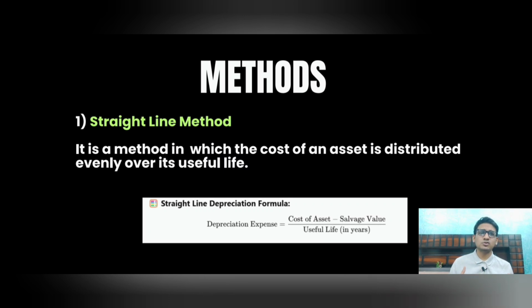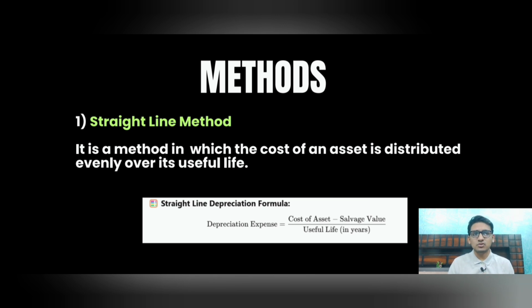Now moving on to the methods of depreciation. The first is the straight line method. The straight line method is a method in which the value of an asset is distributed evenly over its period of useful life. Now the straight line method consists of three things. Number one is the cost of the asset. Number two is the useful life, which means the expected number of years the asset will be used. And third is the salvage value. Salvage value means the value of the machine at the end of its useful life.